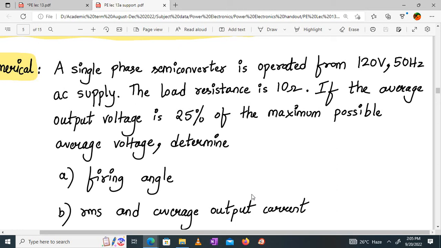RMS and average output current. This is not straightforward. You have to think a little. A single phase semi-converter is operated from 120 volt 50 hertz AC supply. The load resistance is 10 ohms. If the average output voltage is 25% of the maximum possible average voltage, determine firing angle, matlab alpha you have to determine. Secondly, RMS and average output current.